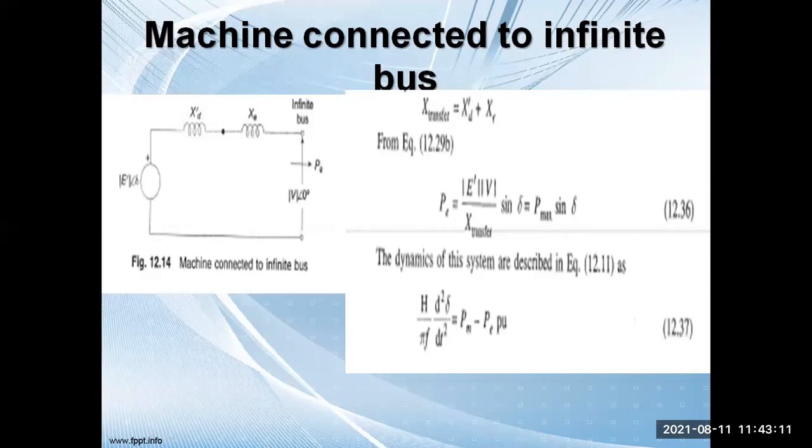Yes, sir. Okay. So this equation, are you familiar with this equation? H by pi F into d2 delta by dt square equal to Pm minus P. Swing equation. Please tell me yes or no. There is an answer. Answer should be there.